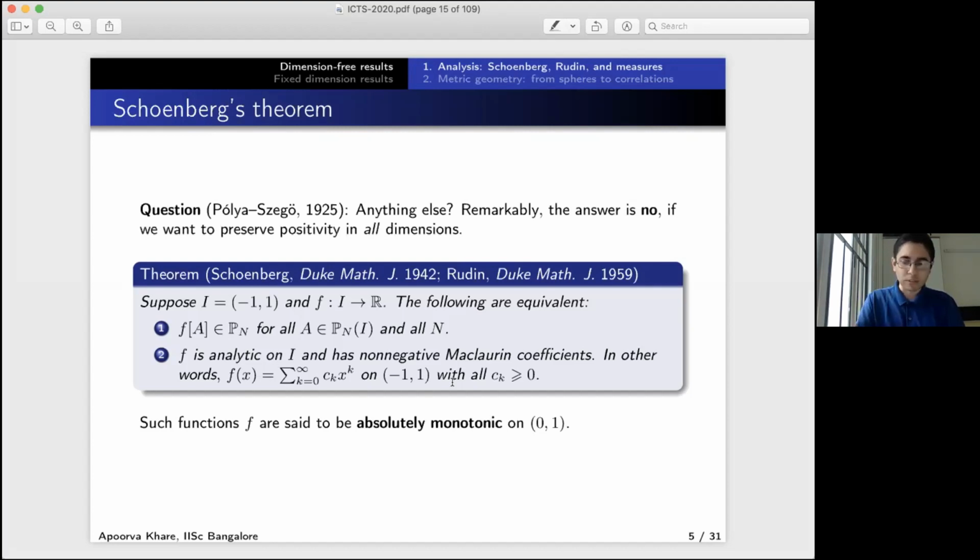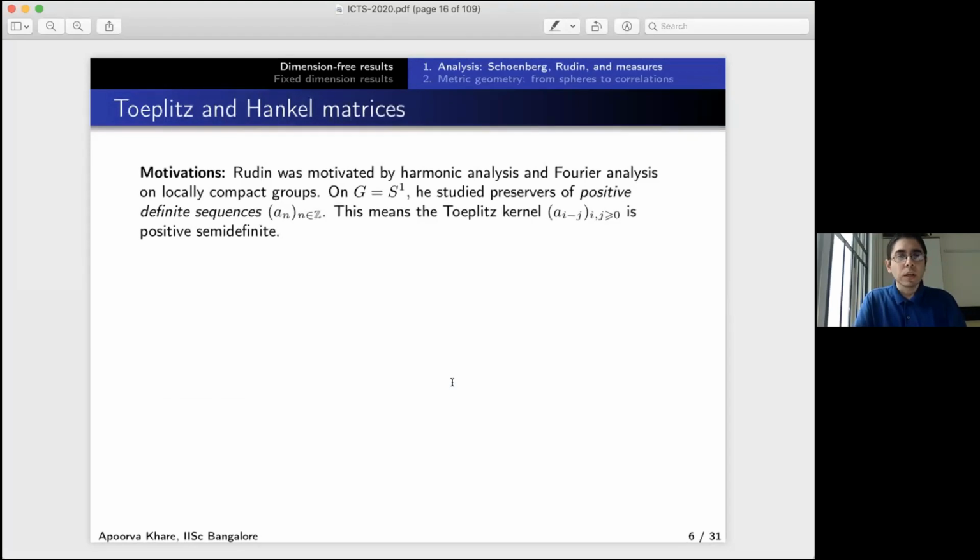This class of functions was studied by Bernstein a long time ago. So let me now tell you about some motivations. Where was Rudin coming from? Where is Schoenberg coming from?